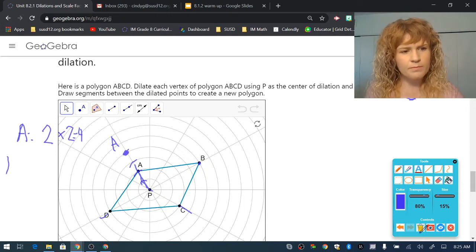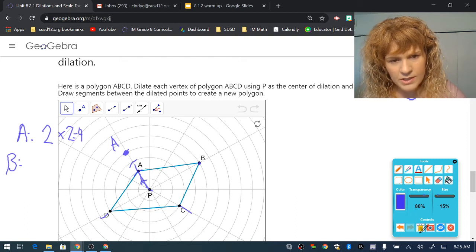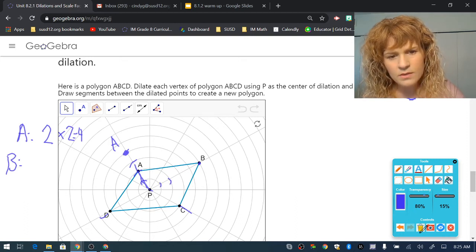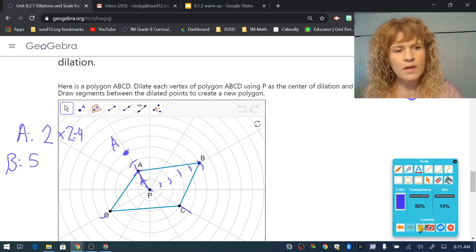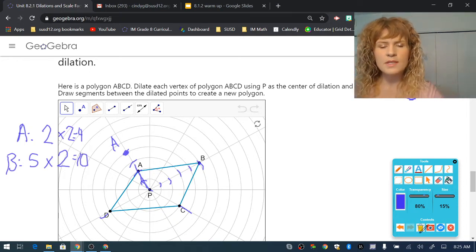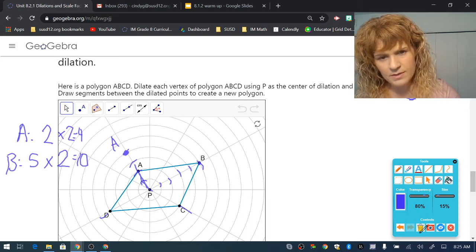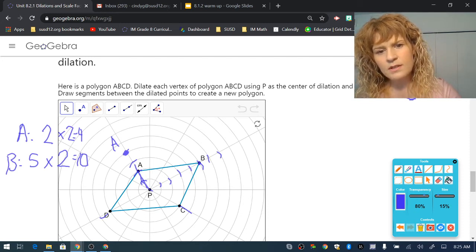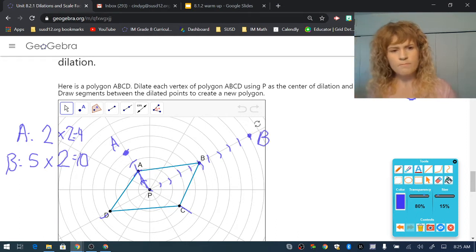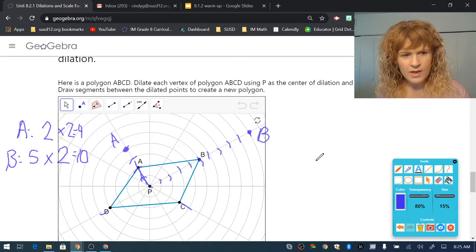Now let's look at B. The distance of B originally is 1, 2, 3, 4, 5 grid units. So 5 times our scale factor is 10. 5 times 2 is 10. Okay, that's 5. Keep counting. 6, 7, 8, 9, 10. So B is here. Right there.